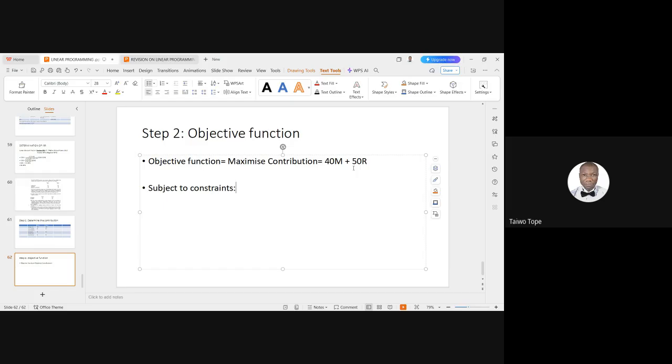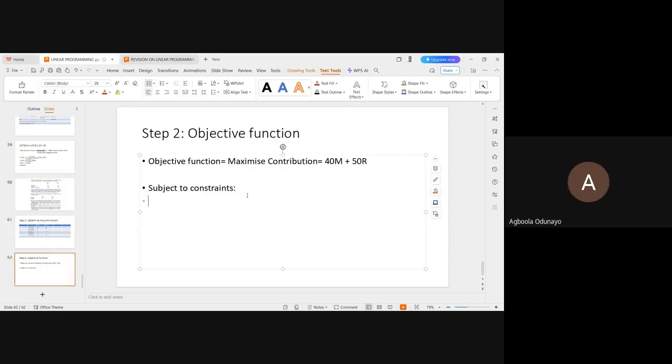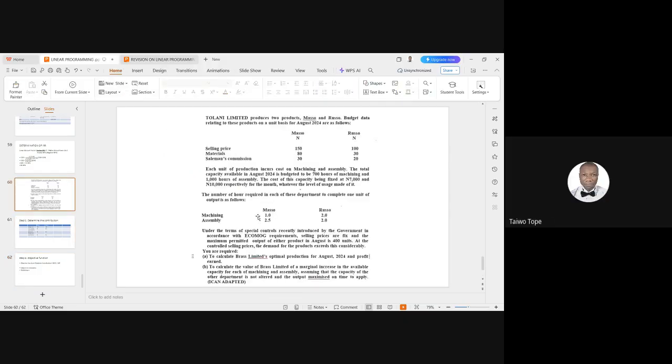So these constraints, what are they? They are stated in the question. See the constraints: machining and assembly, also the ECOMOG limit in terms of demand, maximum output of 100. So we now have it for machining. It will be what for machining?